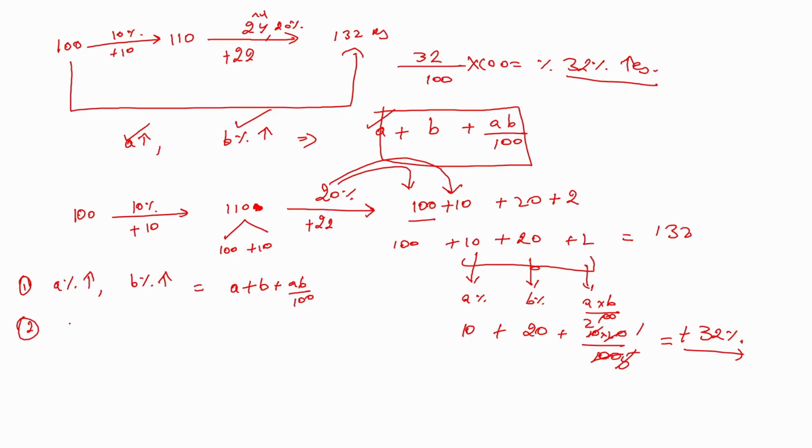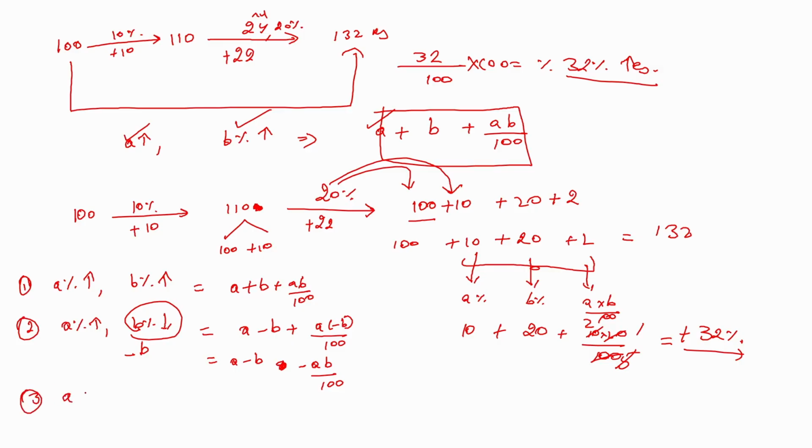The second formula is: if a quantity is increased by A% and then further it is decreased by B%, the formula would be, as it was decreased, I am going to represent it as minus B. So the formula would be A minus B plus A into minus B upon 100. That is equal to A minus B minus AB upon 100. And the third formula goes like this.